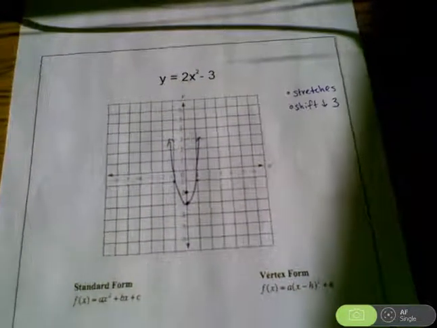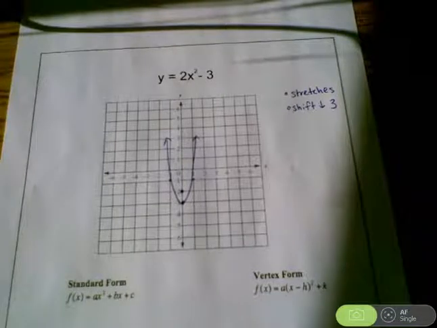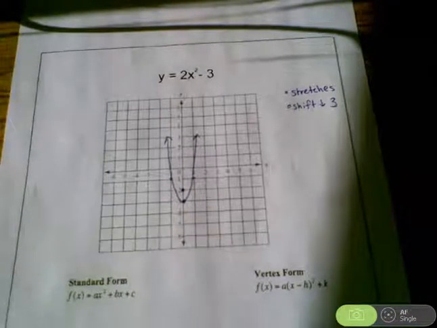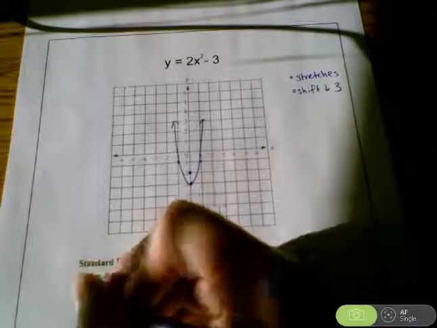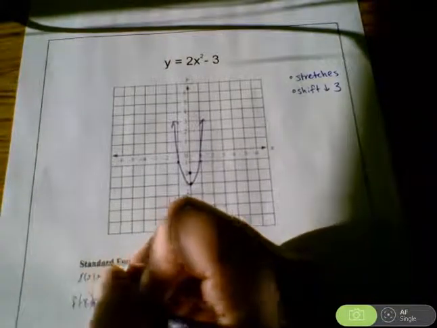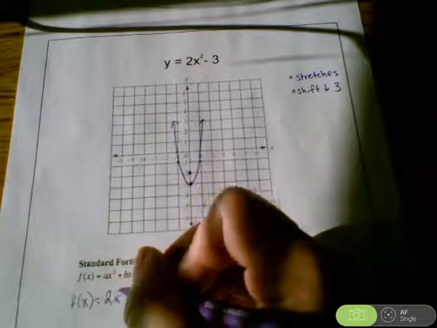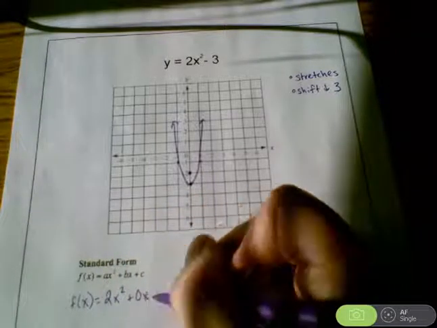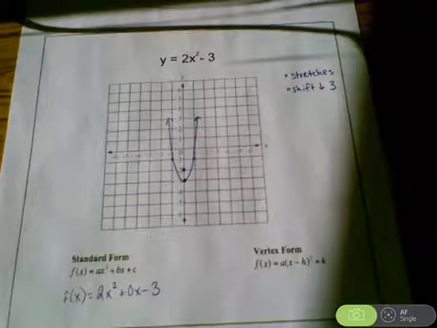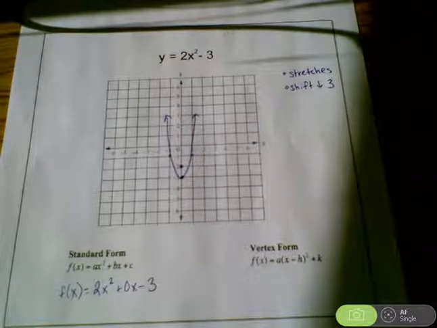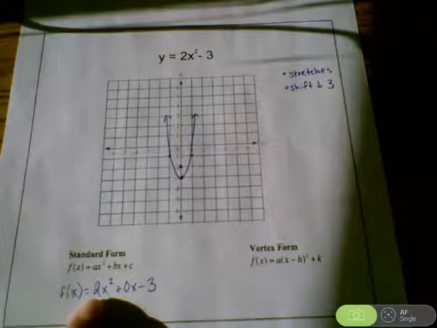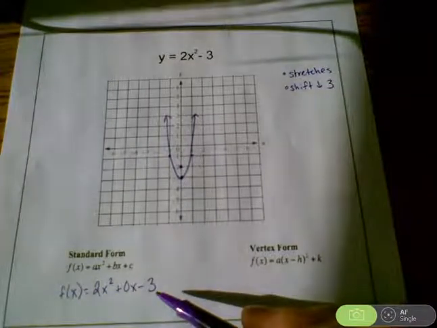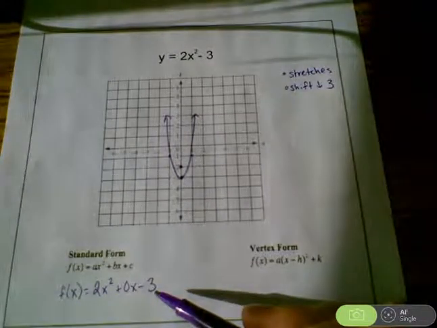Okay. So here's our actual function itself. And in standard form, we actually know what this equation is. It's y, or f of x, equals 2x squared plus 0x minus 3. Again, the only really important pieces of information that we have there are our 2, which tells us it stretches, and our negative 3, which tells us that it shifts down 3.